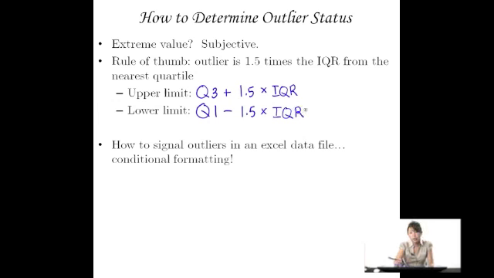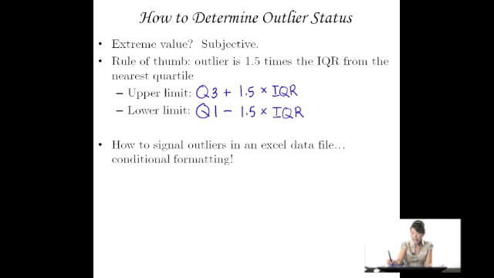Sometimes with skewed distributions, where the 5-number summary is really useful, you might not need one of these because one side might not have outliers, only the other side does. So if it's right skewed, we'd only have an upper limit boundary. If it's left skewed, we might only have a lower limit boundary. We're also going to learn how to signal outliers in an Excel data file by using conditional formatting.